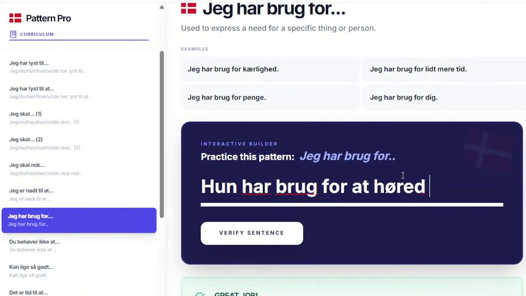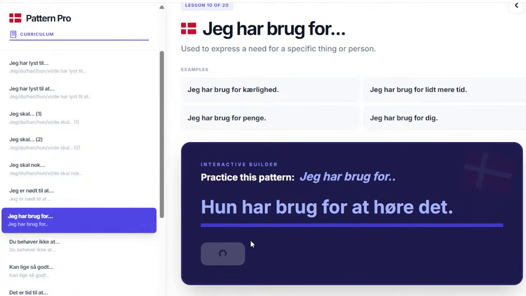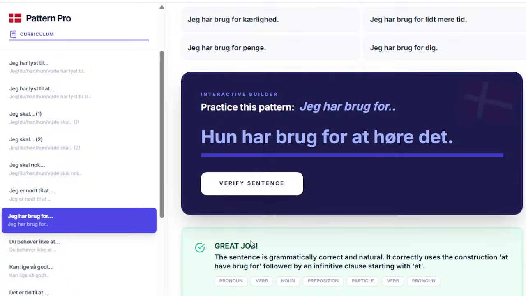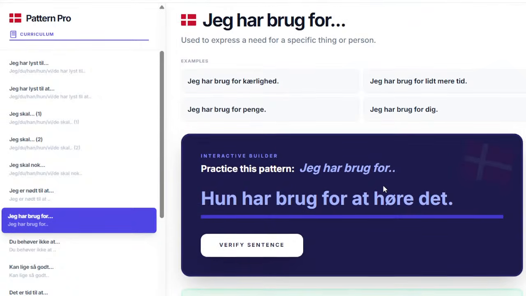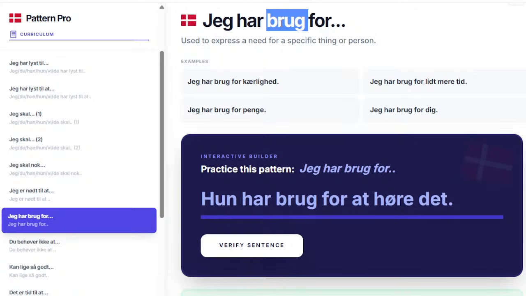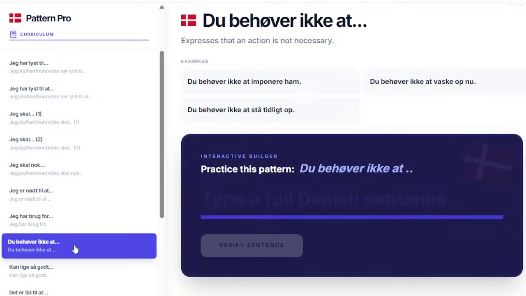So, I say, hun har brug for at høre det. Well, let's do a little tester here, right? Hun har brug for at høre det. And so this is where she needs to hear it. Like if you tell her this thing, she will feel relieved or something good. Hun har brug for at høre det. And of course, brug means use. Brug.